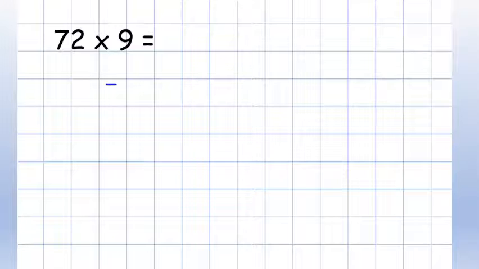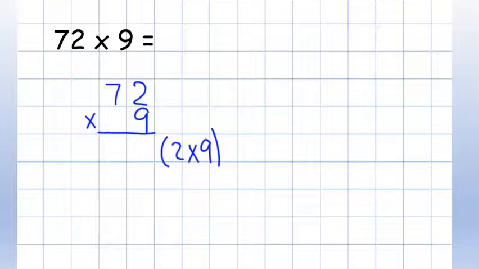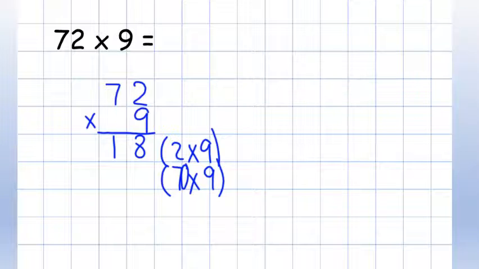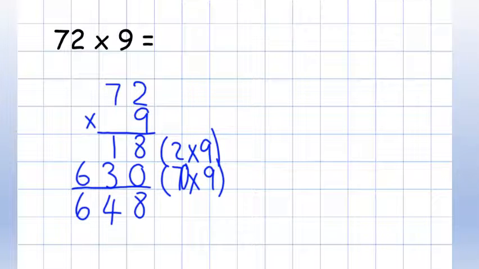72 times 9. Goodness me, they're getting really big. 2 times 9 is going to be my first calculation. As long as we're following the same process, we're not going to go wrong. And 2 times 9 is 18. And 7 times 9 is 63. Ooh, what mistake has Miss Dunn just made? It's not 7 times 9, is it? It's 70 times 9. 7 times 9 is 63, so 70 times 9 has got to be 630. And then we go along and add those together, which gives us 648.